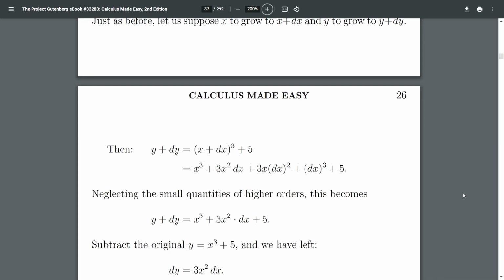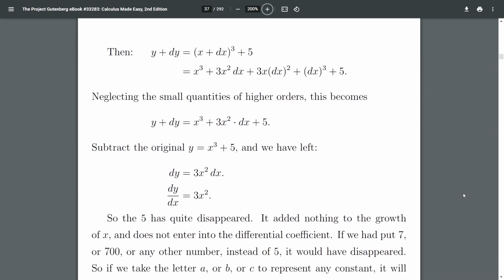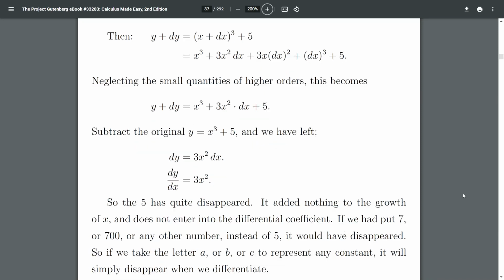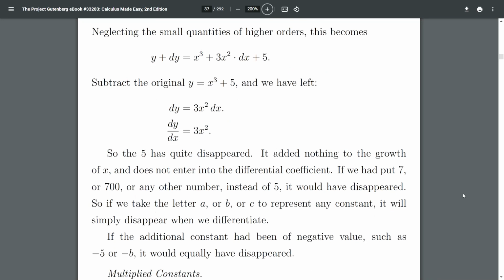Neglecting the small quantities of higher orders, this becomes y plus dy is equal to x cubed plus 3x squared times dx plus 5. Subtract the original y is equal to x cubed plus 5, and we have left dy is equal to 3x squared times dx. dy by dx is therefore equal to 3x squared. So the 5 has quite disappeared. It added nothing to the growth of x and does not enter into the differential coefficient.